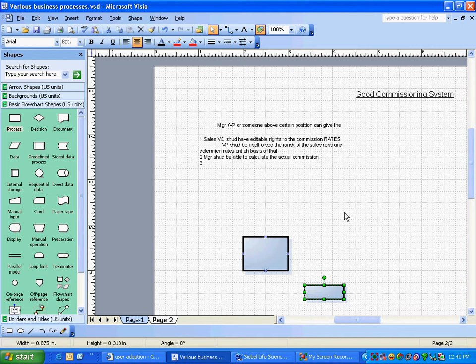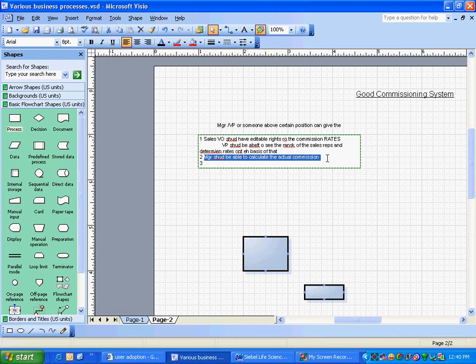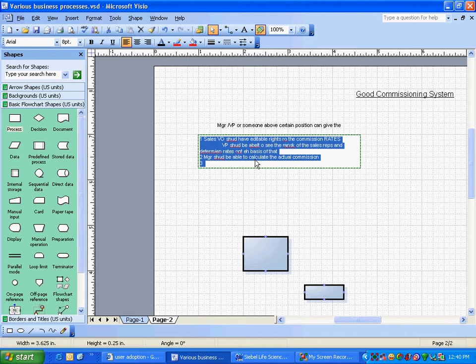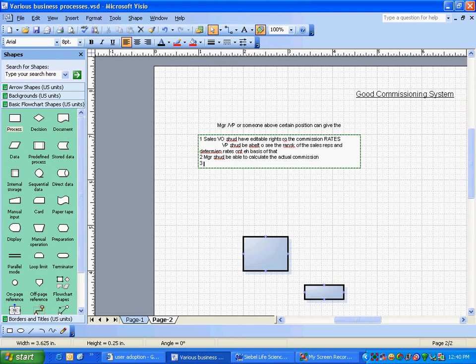Yeah, that would be the check doing thing. Okay, it will be done by the accounts people now. Okay, so for a good commissioning system, this requirement should be implemented, but in which system is the question, right? So still the requirement is good. We need to know somebody able to calculate the actual commission.